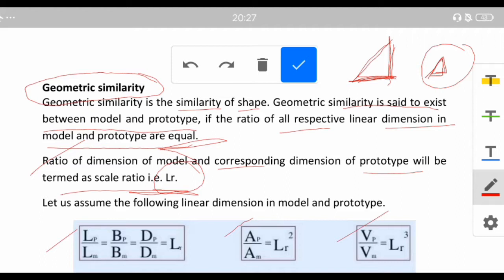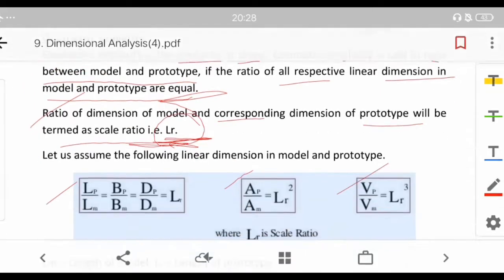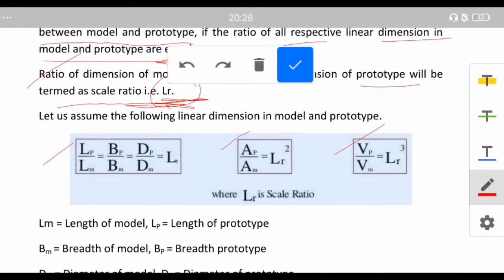Otherwise it will have no meaning: if it has different dimensions or different ratios of size, or a different shape, then it will have no meaning for carrying out the similitude or the model analysis of this particular prototype dam. And all the lengths will be defined in terms of the scale ratio, that is LR. So what is actually LR? LR is the scale ratio. And how is it defined?